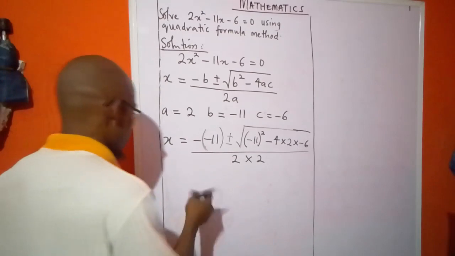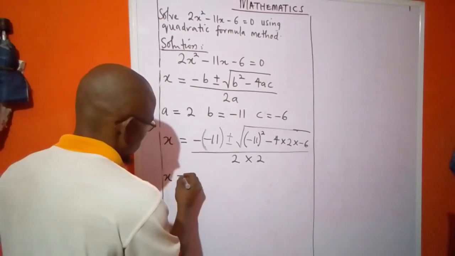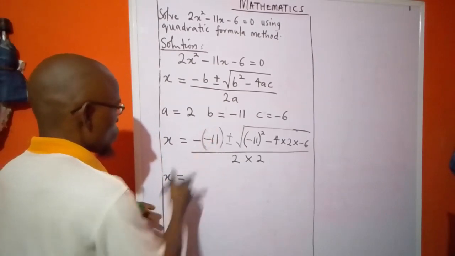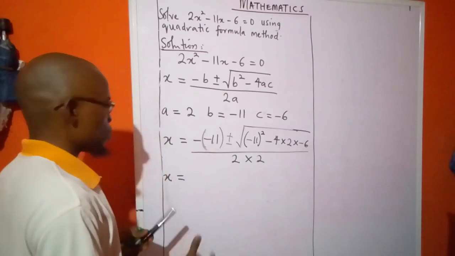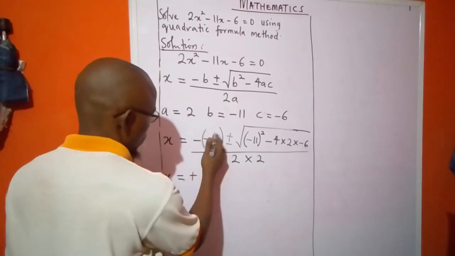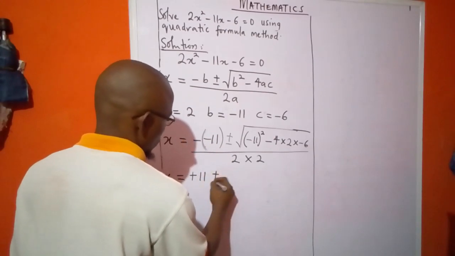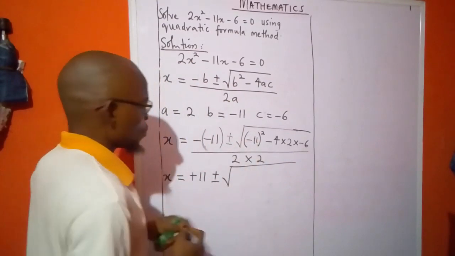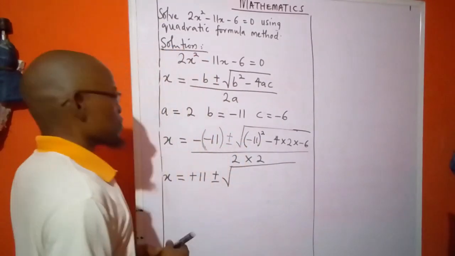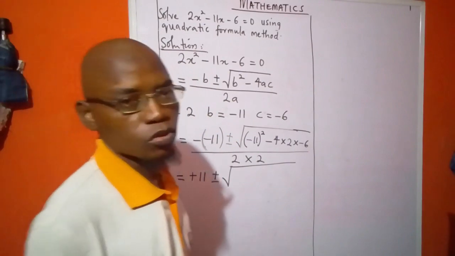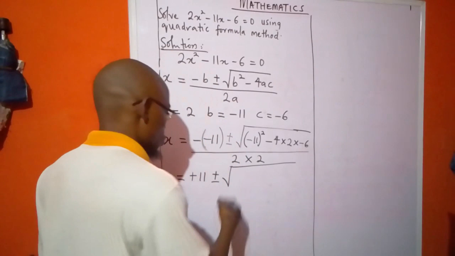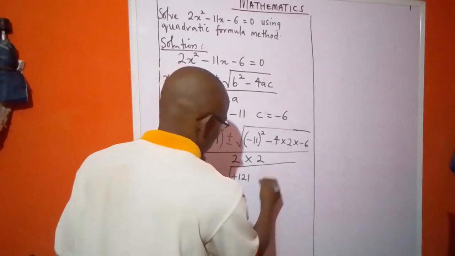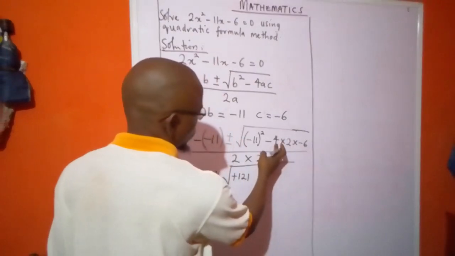Let's expand them. So here we'll be having x equal to, now this is a minus, this is another minus, so you're having a bracket in it. So minus times minus, that will give us plus. So we're having plus 11 plus or minus square root. Now here we're having minus 11 squared. So minus 11 times minus 11, that will be giving us plus 121.